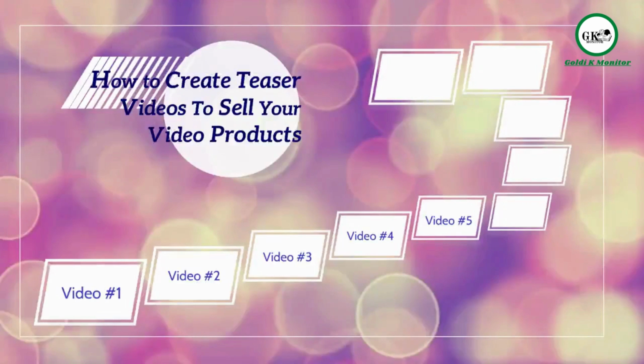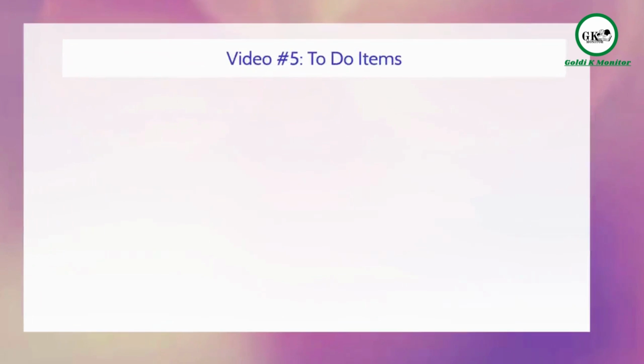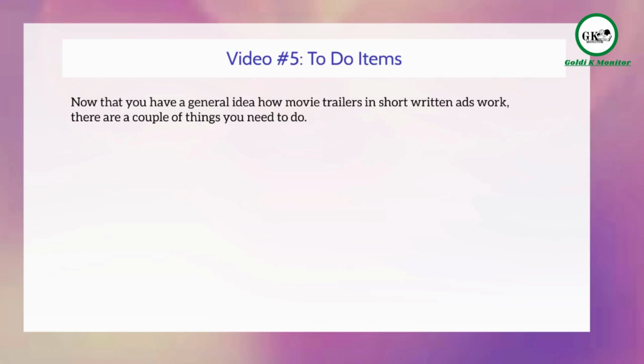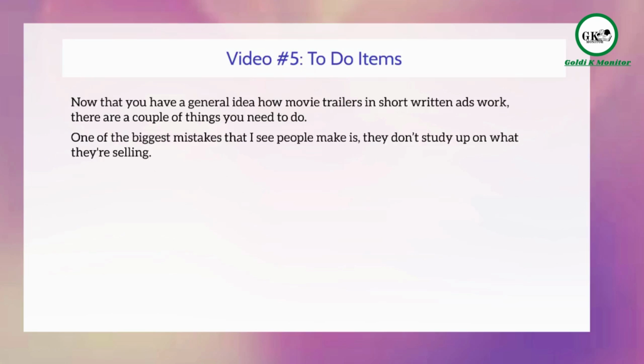Hello and welcome back. This is video number 5, and we're going to talk about a few to-do items that you need to accomplish before we move on to the next video. Oftentimes I've found that these are the most crucial in helping you figure out what your outline looks like and what snippets of the video course to extract from. So now that you have a general idea of how movie trailers and short written ads work, there are a couple of things that you need to do.